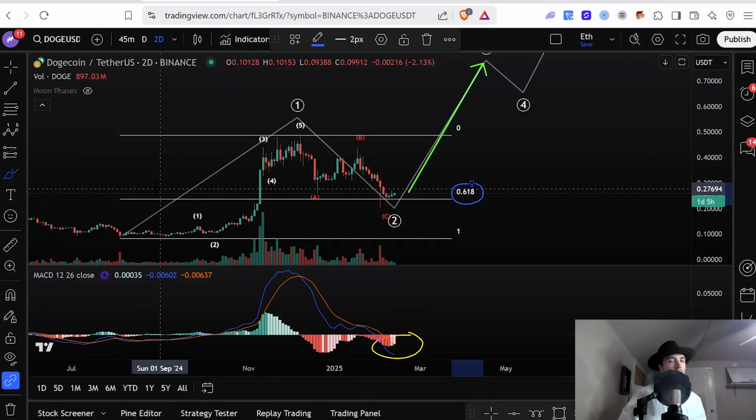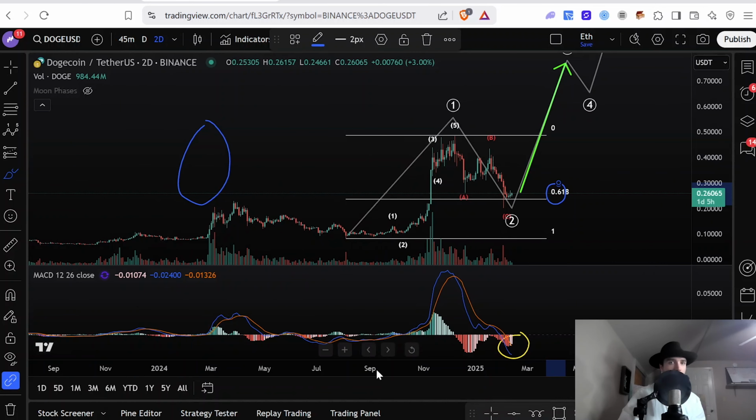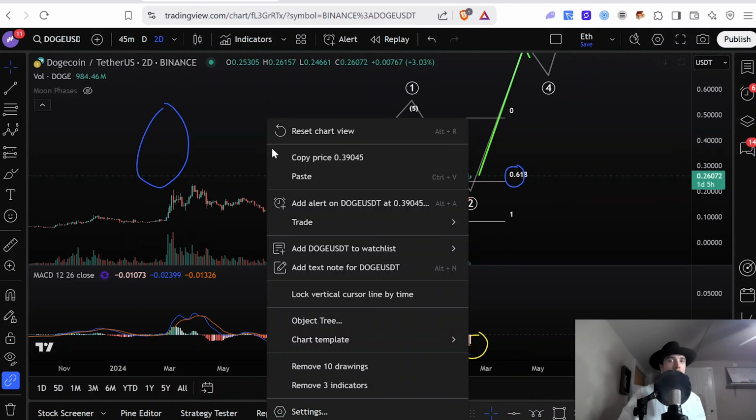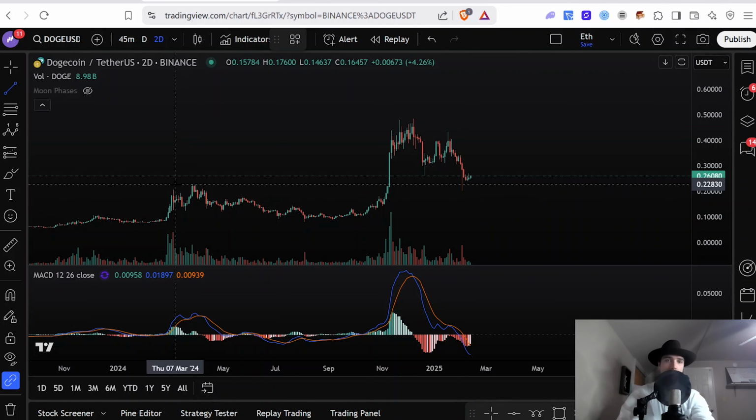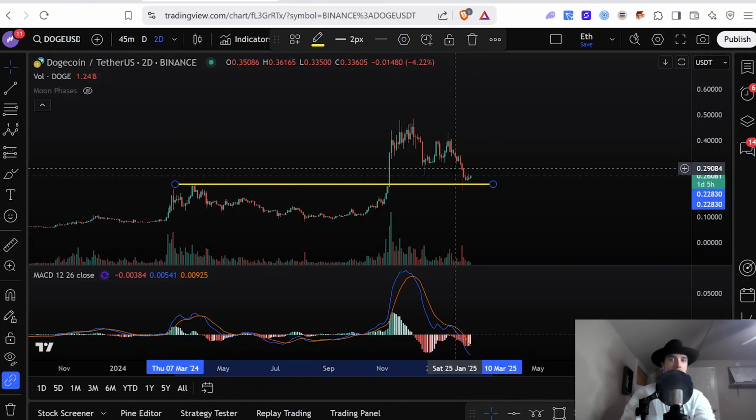Very similar to don't sell support. We always talk about don't sell support. You want to buy support and sell resistance. Well, you also don't want to sell the 618 level. The 618 is a Fibonacci support level. Instead of looking for a support level based on previous historical price data, like right here, this used to be resistance and it's now support.